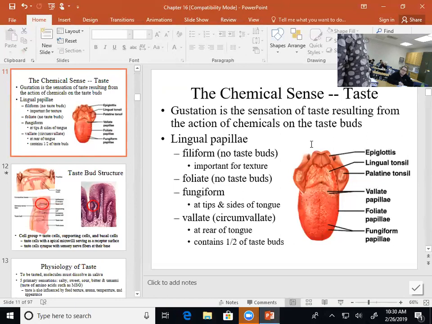Sjogren's is an autoimmune disease where your immune system starts attacking your salivary glands and your lacrimal glands. What are lacrimal glands? They produce tears. So is this problem dry eyes and dry mouth? Would that be a problem?